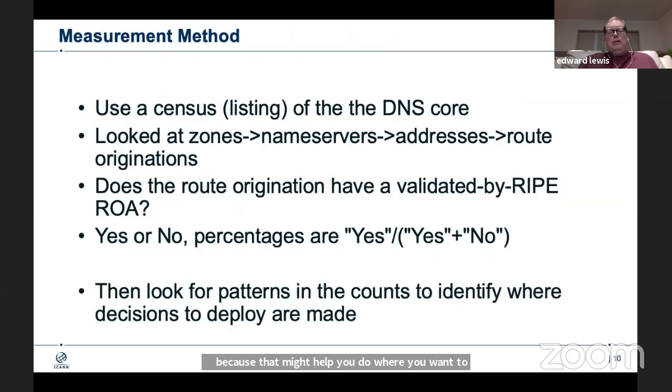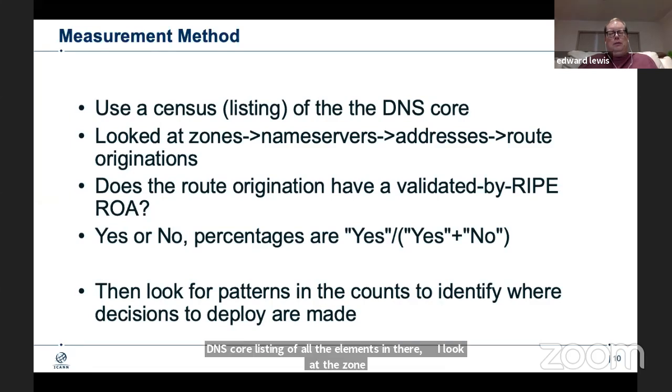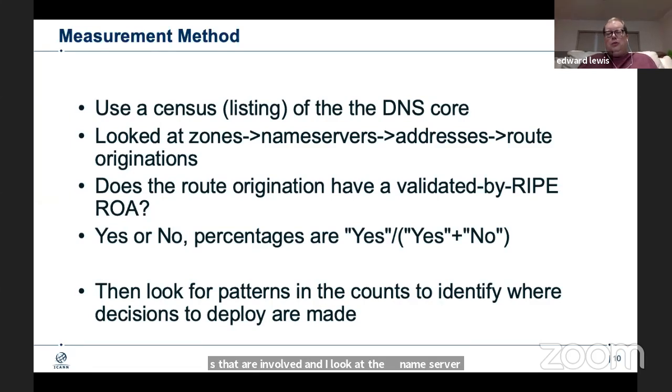Now, my method here is pretty simple. I use a census of the DNS core, a listing of all the elements in there. I look at the zones that are involved, and then look at the name servers that those zones are on. I look at the addresses those name servers use, and then from that I get route information, and I look up and see if that route information is covered by a validated ROA, and you get yes or no. And so everything I have here in percentages is basically this: yes counted divided by yes plus no.